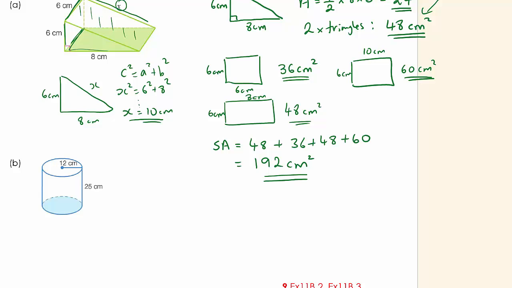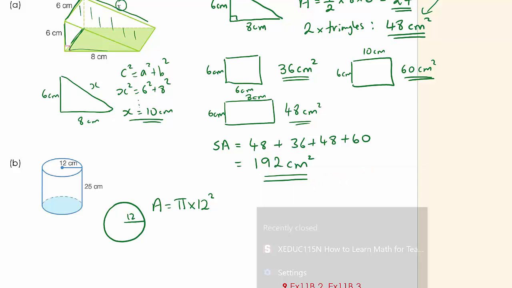Okay, so now we're going to look at the cylinder, and let's say it's a closed cylinder, so it's got 2 ends. So we've got the circular end, and we can see the radius is 12 centimeters. So the area is pi times 12 squared, and we have 2 of those. So let's just make a note, we've got 2 of those at the moment. I'm not going to work that out because it's going to be a horrible decimal. We'll do it all on the calculator in one go.